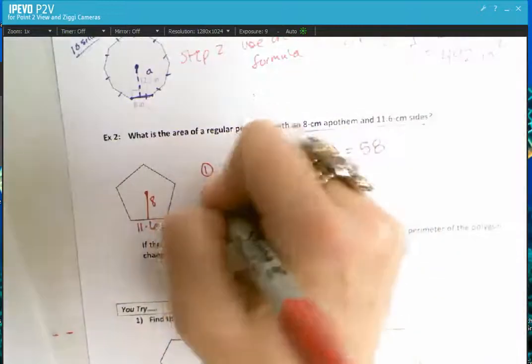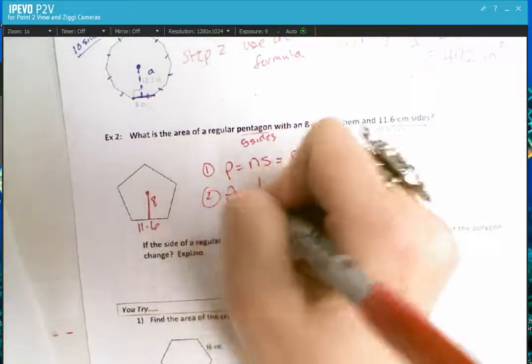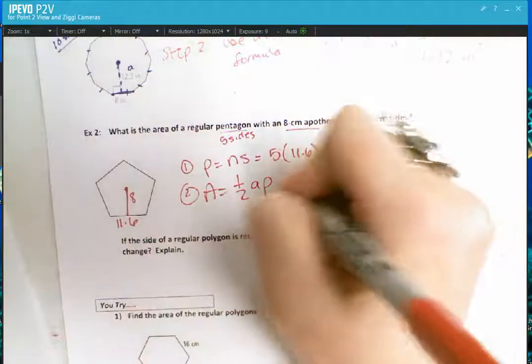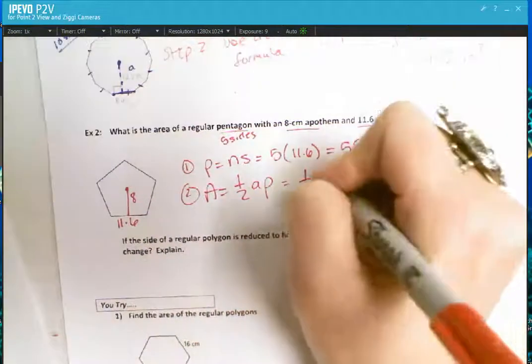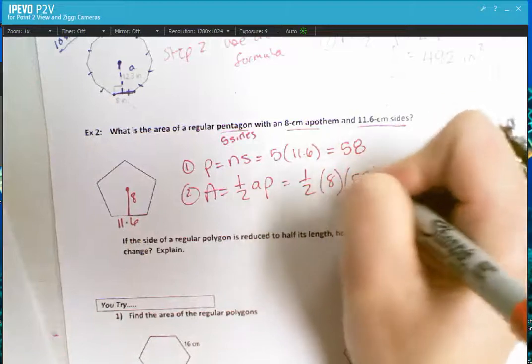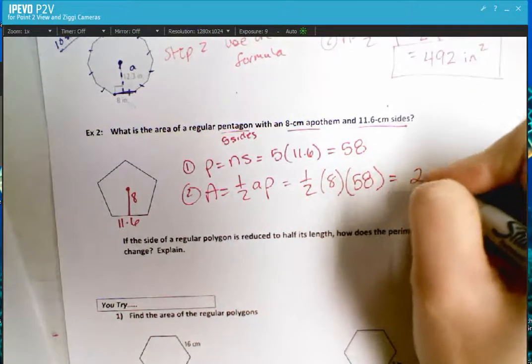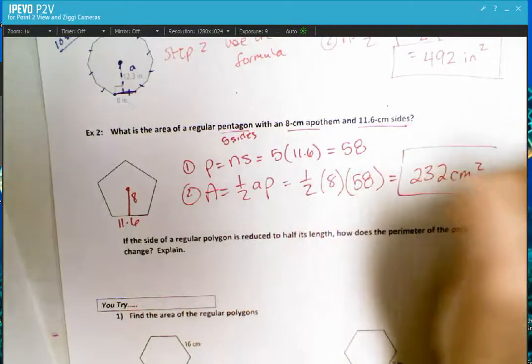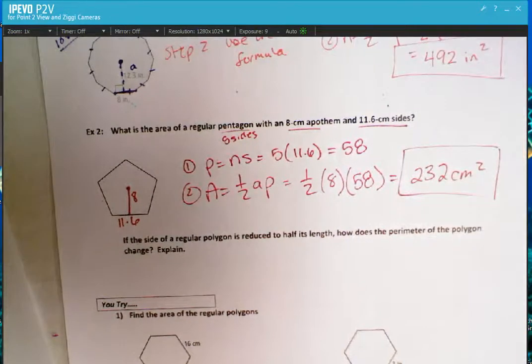Second step is to use the formula. A is equal to 1/2 apothem times the perimeter. Substitute in the pieces I know. The apothem they gave me is 8, and perimeter is 58. Calculate that out and you get 332 centimeters squared. So these aren't too bad. If you already know the apothem and the side, then they're pretty easy. You use them to find the perimeter and you substitute some stuff and use the formula.